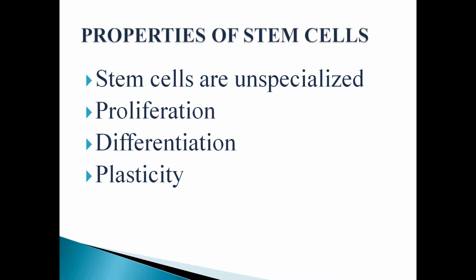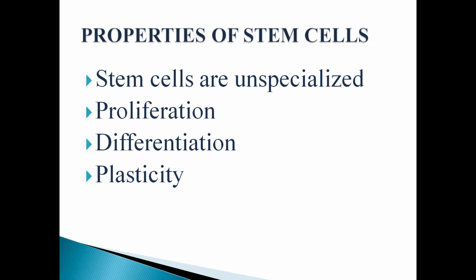Next, we discuss the properties of stem cells. Stem cells are unspecialized. One of the fundamental properties of stem cells is that they do not have any tissue-specific structure that allows them to perform specialized function. Next one is proliferation. Stem cells are capable of dividing and renewing themselves for indefinite periods. Differentiation: they can give rise to specialized tissues under certain physiological and experimental conditions.